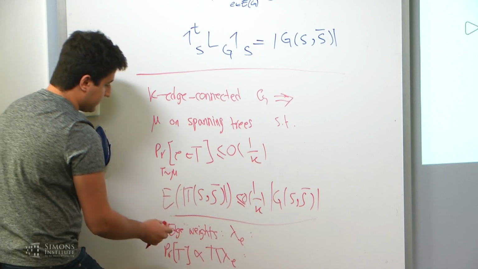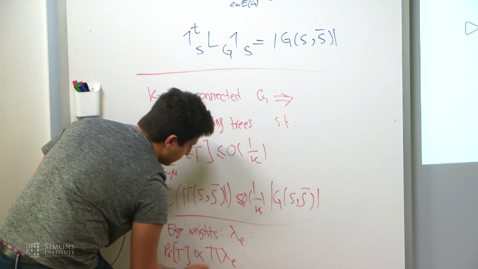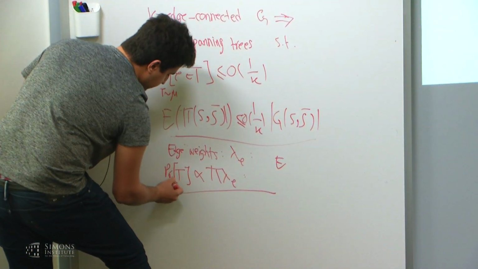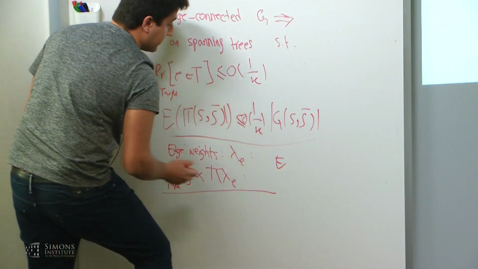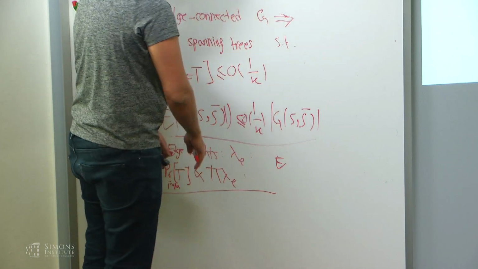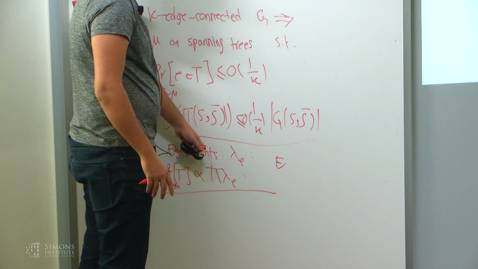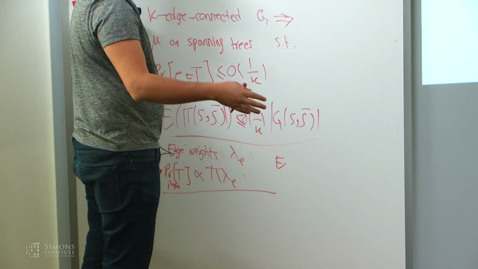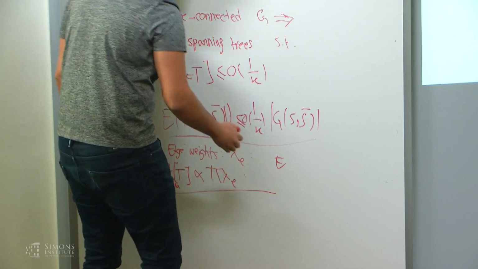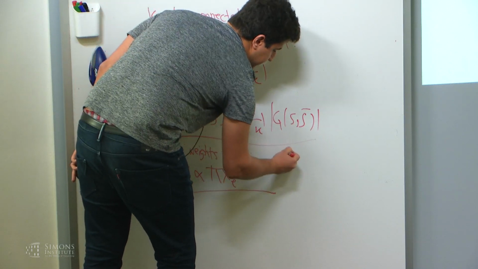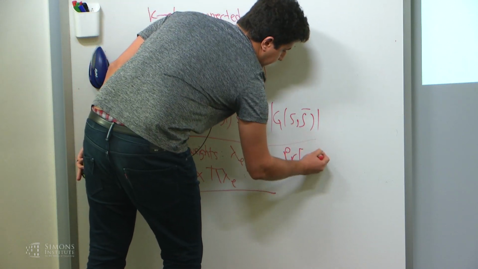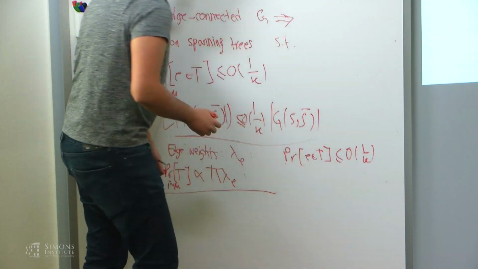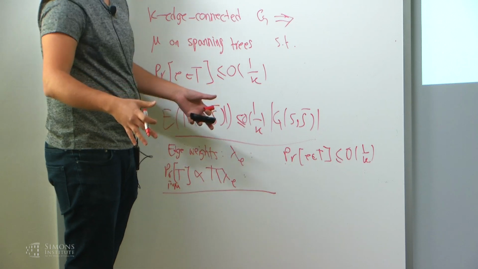then you can make sure that you can choose weights on the edges so that if you select a spanning tree according to the product of the weights on the edges, then you still have this condition that the probability of each edge being included in the tree is bounded by 1 over k. And then these measures are sort of spread out.